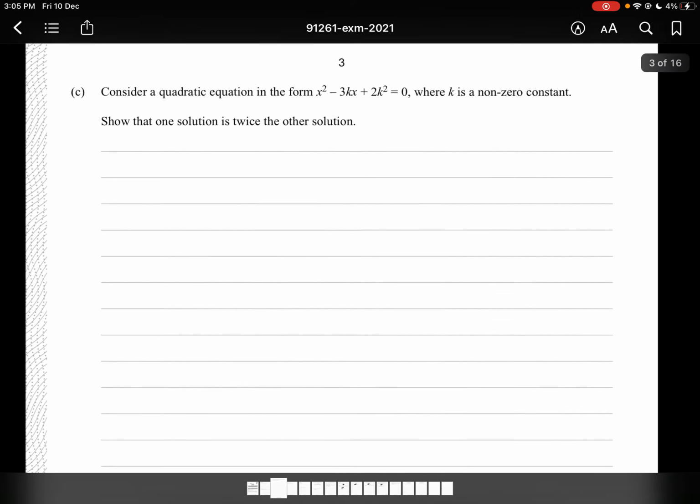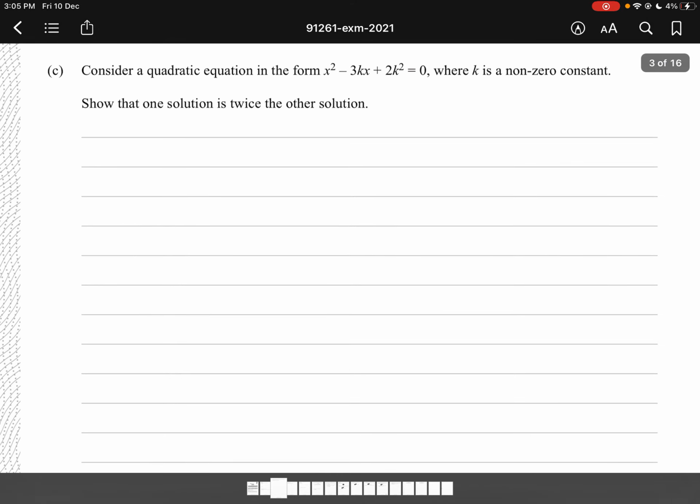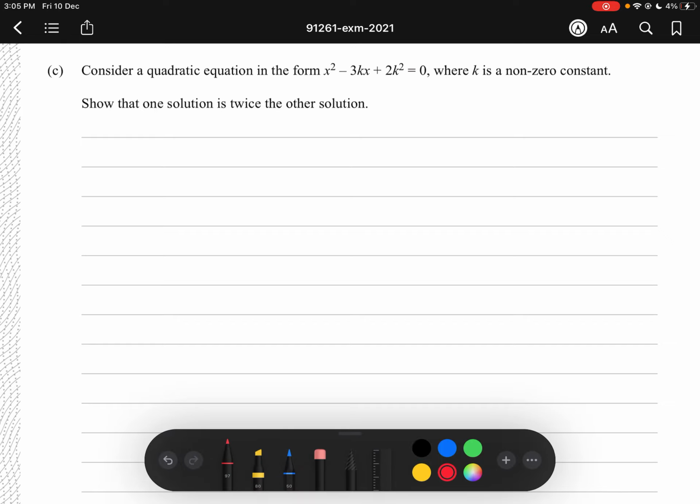Alright, so question C. Consider a quadratic equation in the form x squared minus 3kx plus 2k squared, where k is a non-zero constant. Show that one solution is twice the other. While looking at this question, there are two very clear ways you can do it.